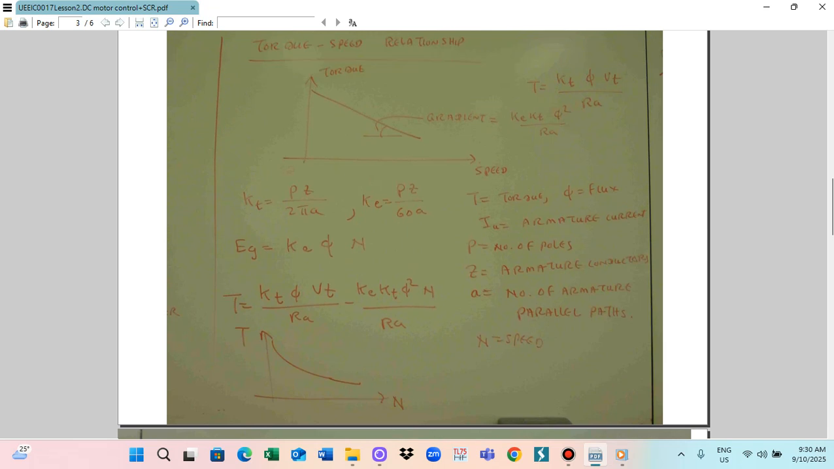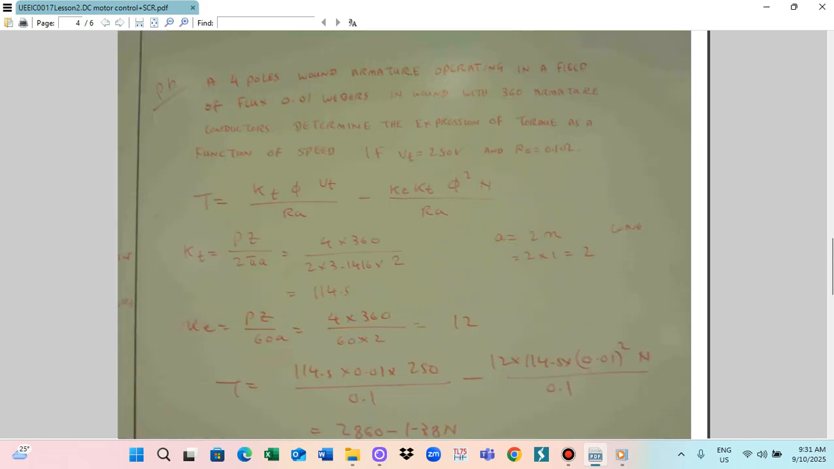Phi is the flux, V is the terminal voltage, RA is the armature resistance, T is the torque. So we have to calculate KE and KT. So KE, KT need to be calculated. So here T is the torque, phi is the flux, and I is the armature current.